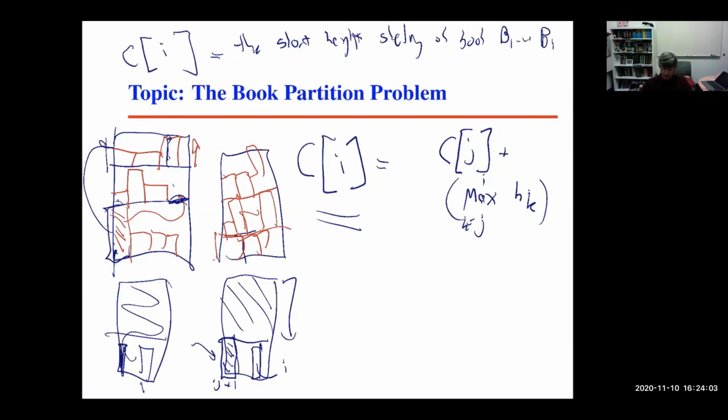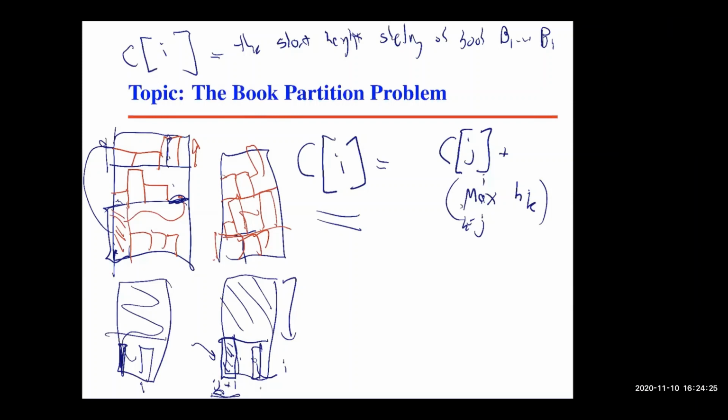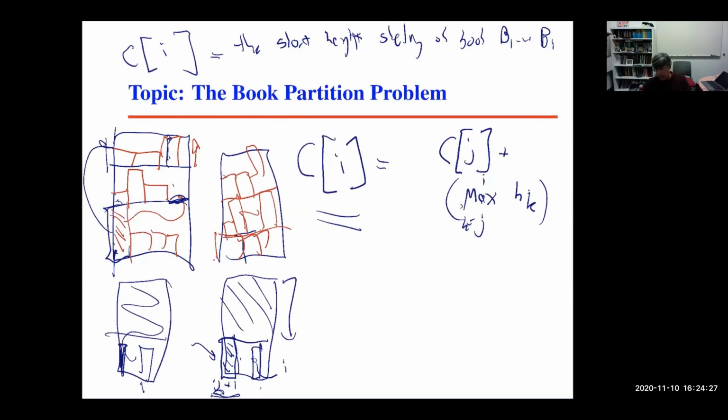Let's think about it. What is the height of the last shelf going to be? If it has books J plus 1 through I, what's the height of the last shelf going to be? Is it going to be the tallest of the books? Yes, this is going to be the height of the tallest of the books, right? This is the cost height of filing the first J books here.